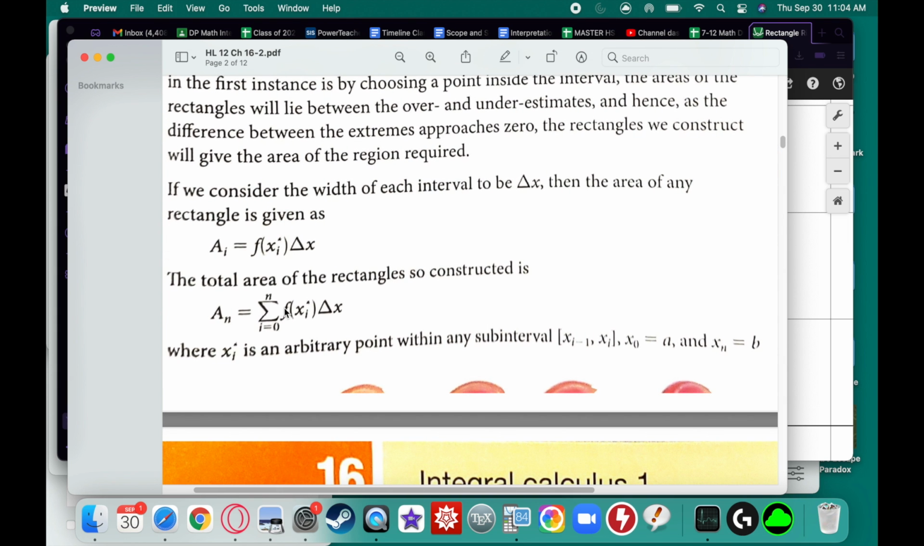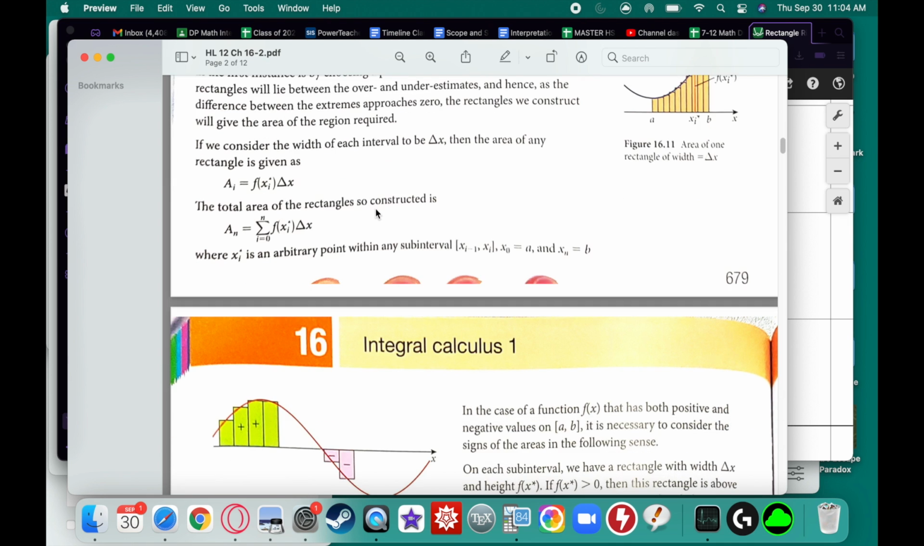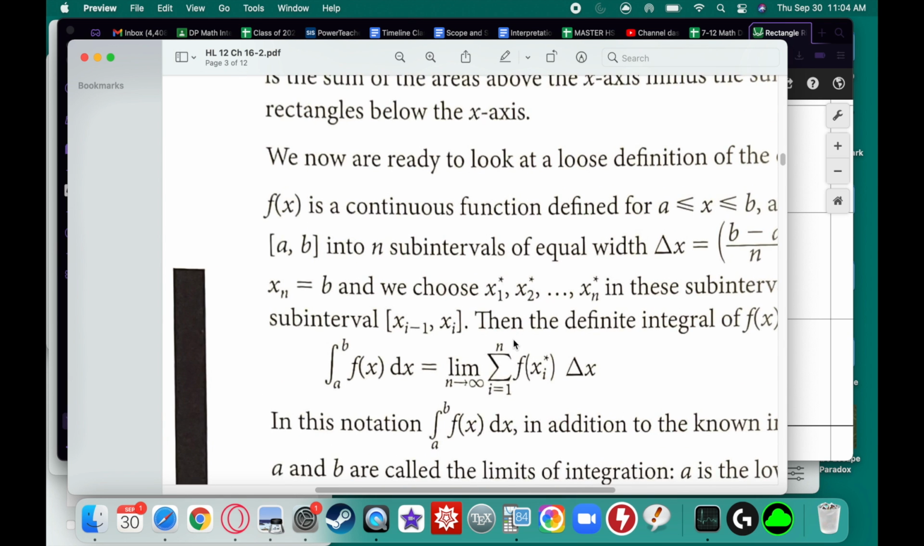This means we're summing up all the rectangles, and this is the height, f of x, and this is the width, some delta x, some constant width. And we're going to let delta x approach 0, or in other words, we're going to let the number of rectangles approach infinity. So here it is. This is the grand definition.